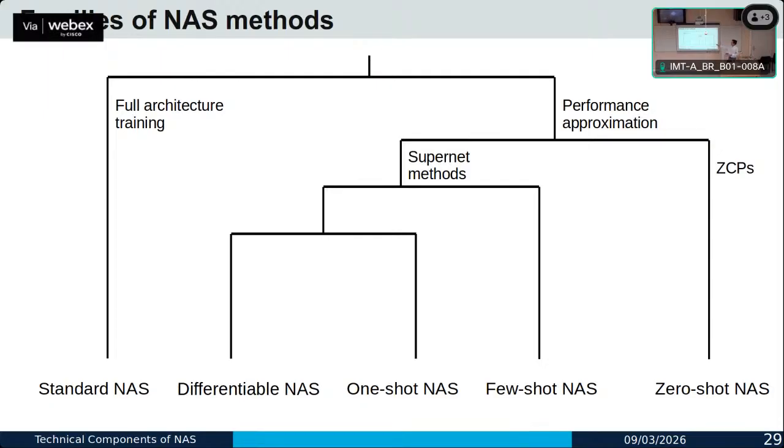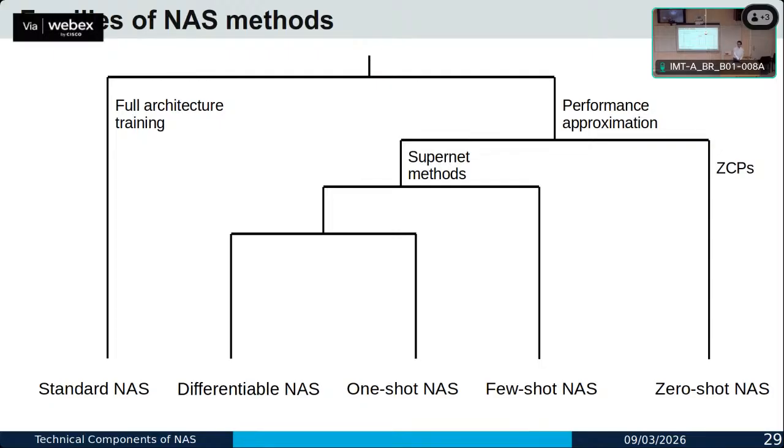On the far left, we have the standard NAS methods with full architecture training, which means that we do not try to answer this question, this problem that we just posed. And on the other side are the performance approximation methods, where we do actually try to approximate the performance based either on supernet methods or zero-cost proxies. So in timely fashion, I will be explaining both of these ideas.